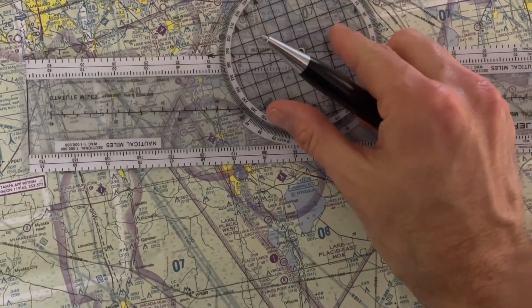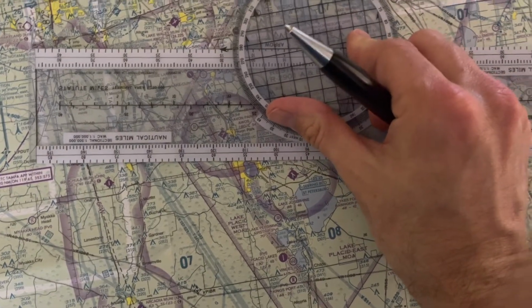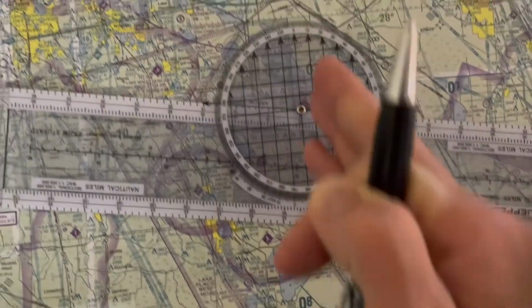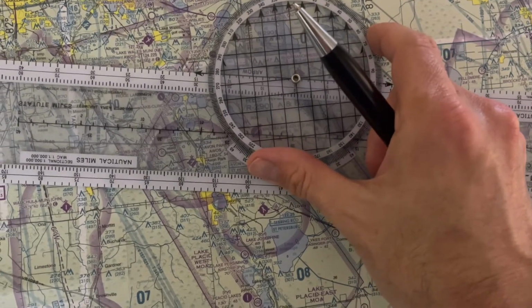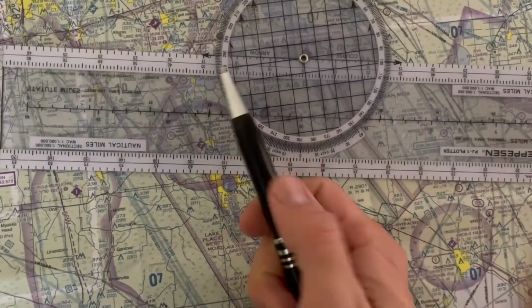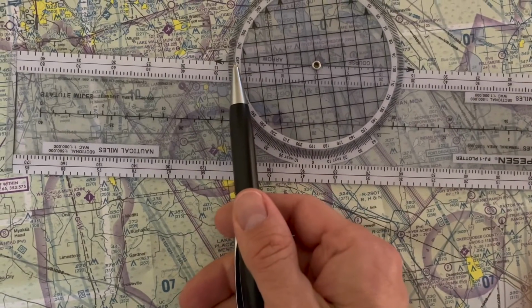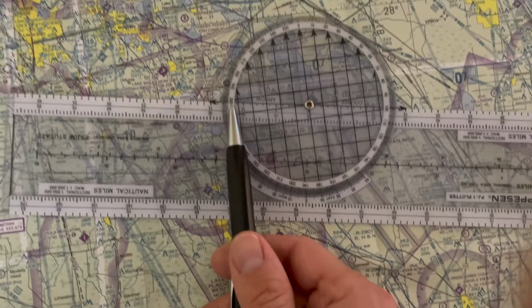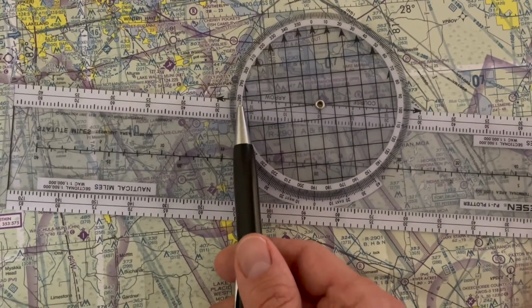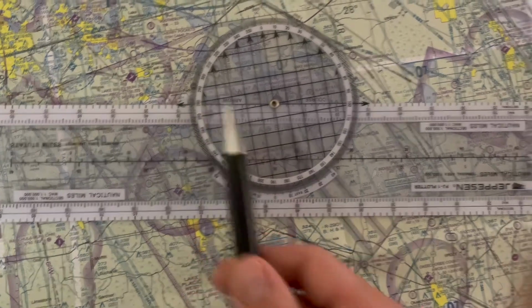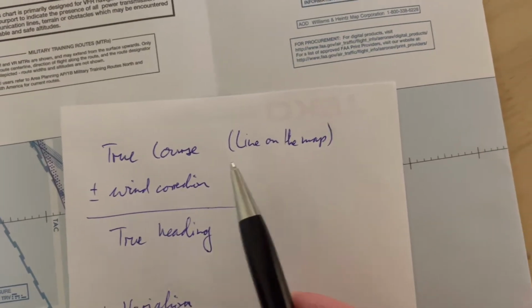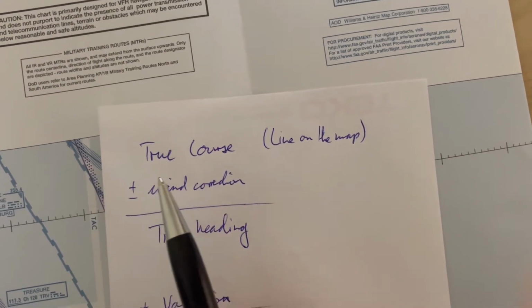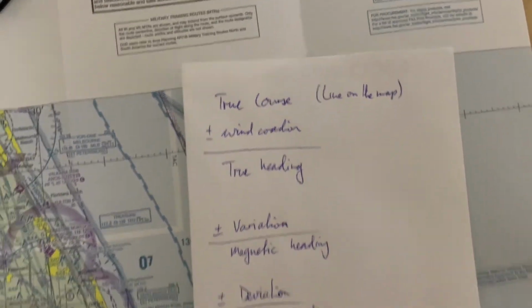And then I would correct to align the wheel here, exactly so that I can read the degrees from the plotter. In that case, it would be 280 degrees, and that would ultimately be the true course, the line on the map between two points. That would be my starting point.